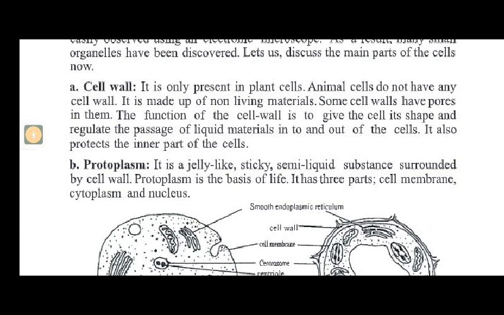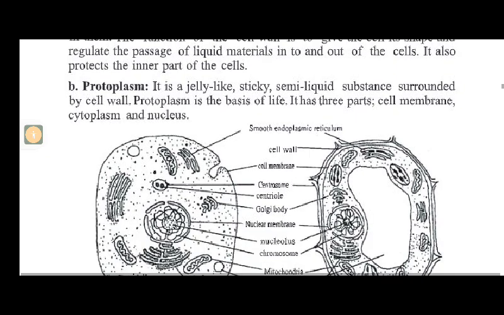Cell wall. It is only present in plant cells. Animal cells do not have any cell wall. It is made up of non-living materials. Some cell walls have pores in them. The function of the cell wall is to give the cell its shape and regulate the passage of liquid material into and out of the cell. It also protects the inner part of the cell.